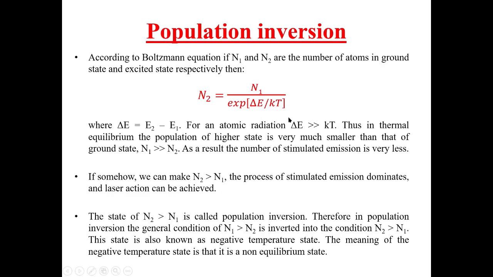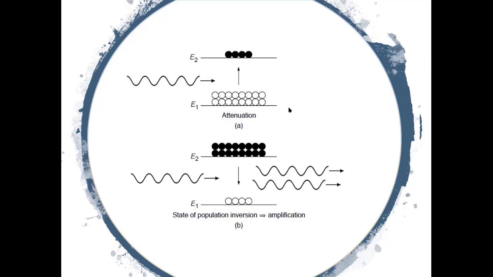Since by this equation N2 greater than N1 represents a negative temperature, this state in which N2 is greater than N1 is also known as the negative temperature state. This state where N2 is greater than N1 is called population inversion. Therefore, in population inversion, the general condition of N1 greater than N2 is inverted into the condition N2 greater than N1.